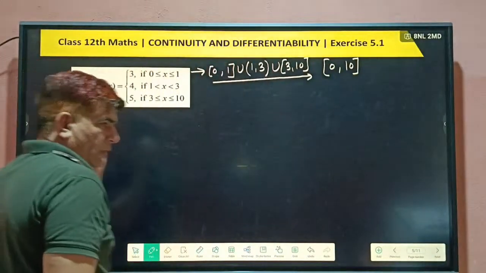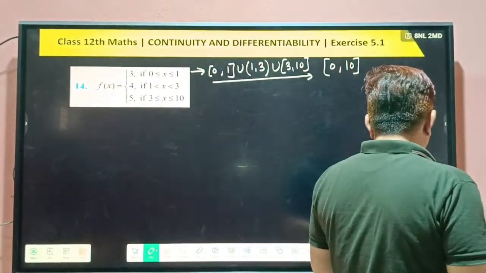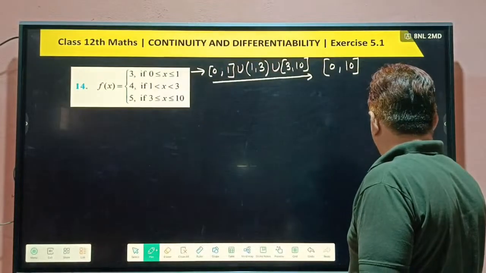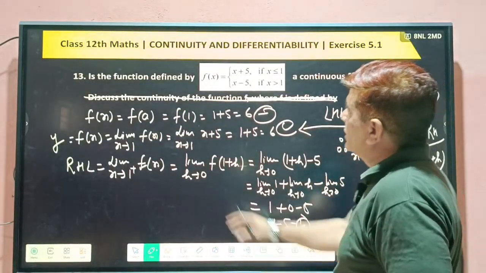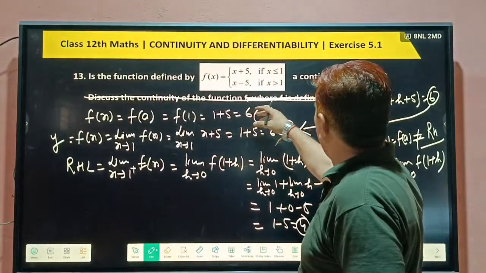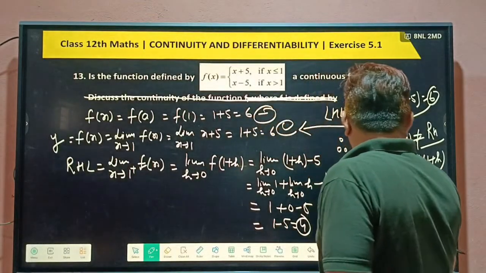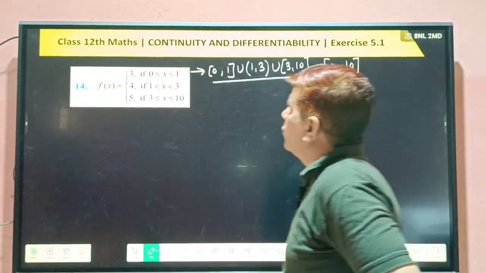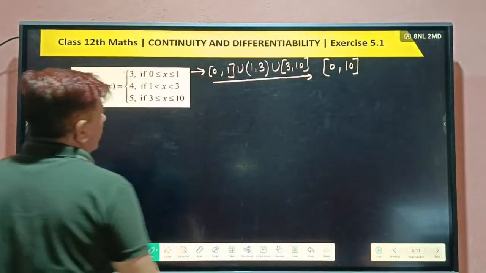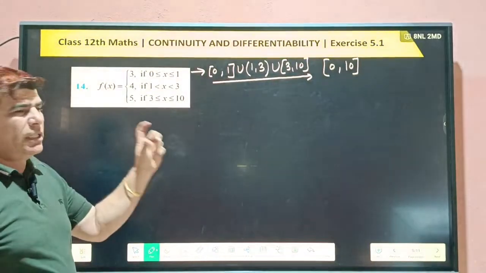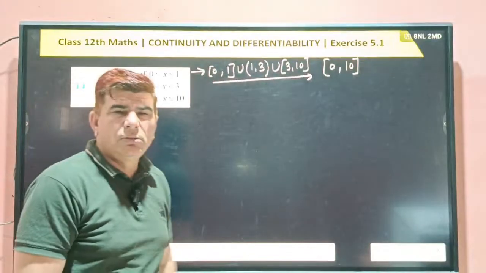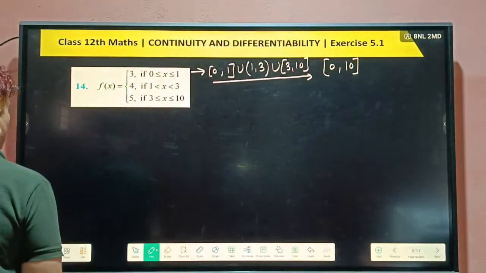So we have to check this function. What is the statement? The statement is: discuss the continuity of function f where f is defined by. This is coming on the next page. Understood? So how can you check? Where will we check? We will check the continuity of this function at x equal to 1 and x equal to 3. So what will we check first?